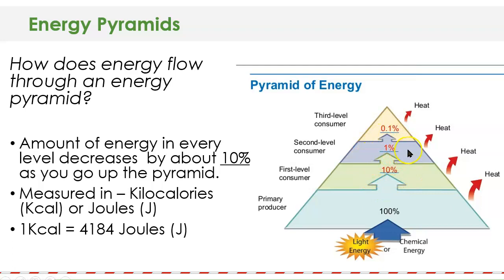The next trophic level has 1% of the original amount of energy, and the fourth trophic level, the tertiary consumer, would end up with 0.1% of the original amount of energy that the producers had. So you can see it decreases quite drastically.